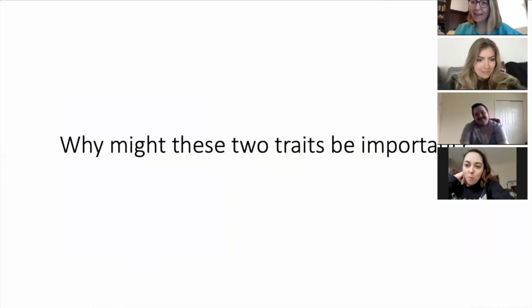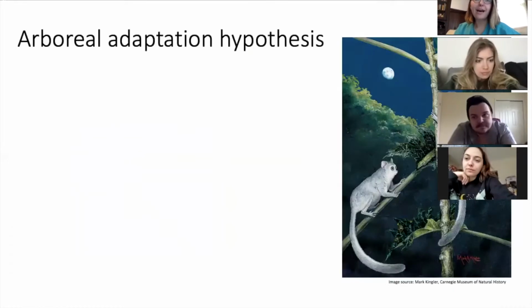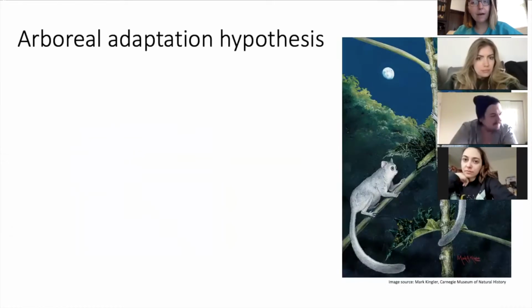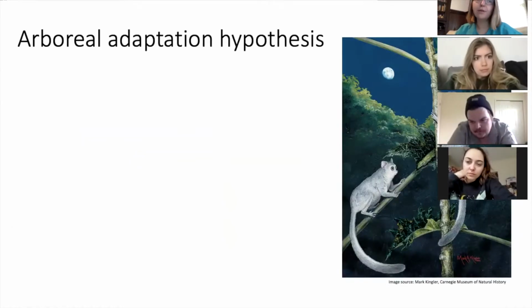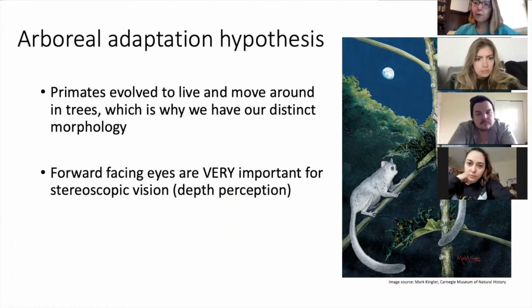So following that is, why might these two traits be important? The big hypothesis that most people ascribe to is the arboreal adaptation hypothesis. This hypothesis states that primates evolved to live and move around in trees, and because of that, we have a very distinct morphology. One, the forward-facing eyes are incredibly important because they give us stereoscopic vision, or depth perception.